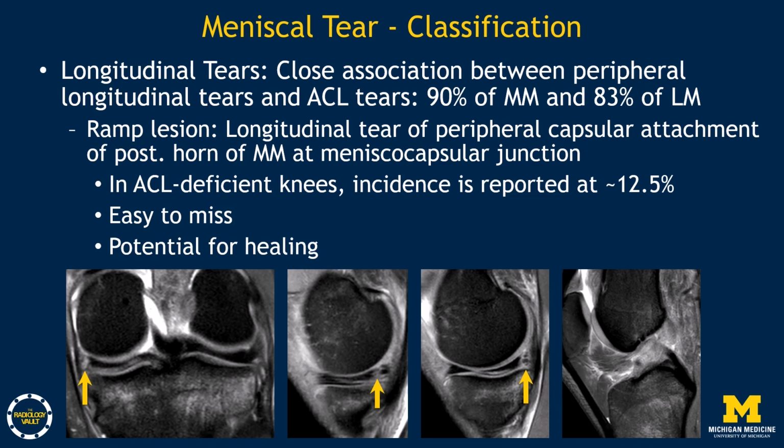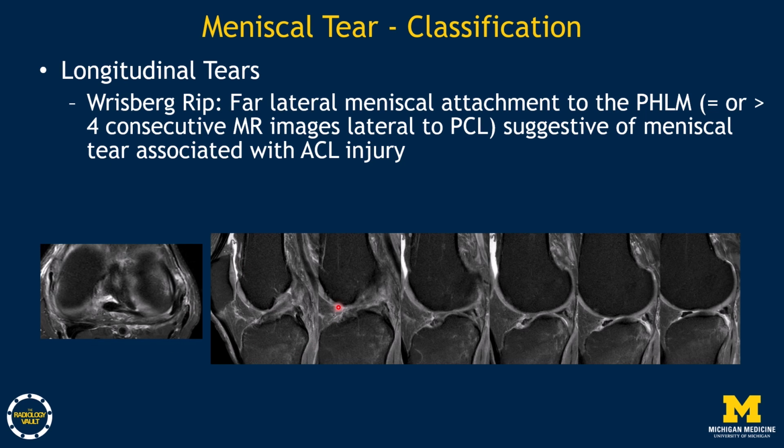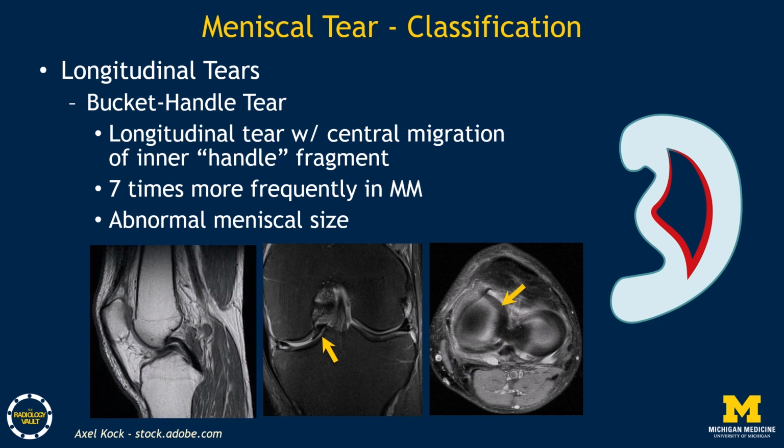In the setting of acute ACL tear, a far lateral meniscal attachment to the posterior horn of the lateral meniscus, equal to or more than 4 consecutive slices lateral to the PCL, is suggestive of a meniscal tear known as the Wrisberg rip sign. Bucket handle tear is another subtype of longitudinal tear with central migration of the inner handle fragment. It's more common in the medial meniscus. Look for a double PCL sign, diminished meniscal size, and extra low signal abnormality in the intercondylar notch region.